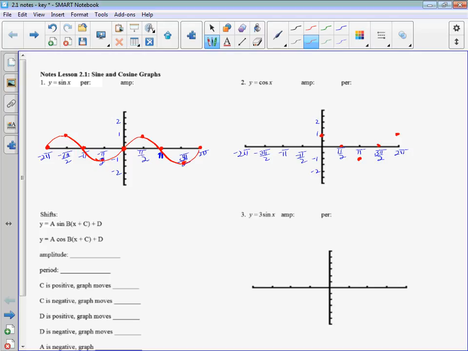So again, we have this pattern: 1, 0, negative 1, 0, 1. Plot the rest of our points. All right, and then again, it's a curve. That is your parent graph for cosine.